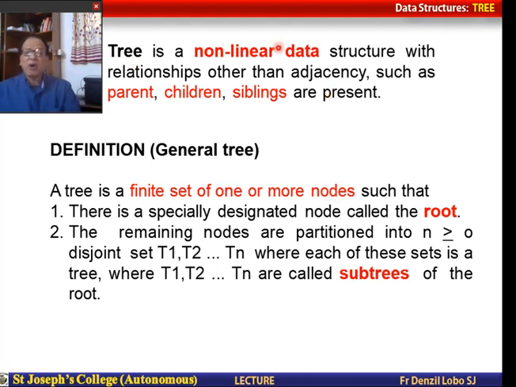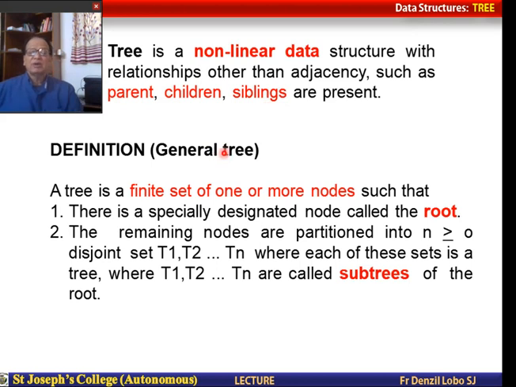So it is a non-linear data structure with relationships other than adjacency. Adjacency is one next to the other, as in arrays, linked lists, or queues. Here we have relationships called parent, children, and siblings.